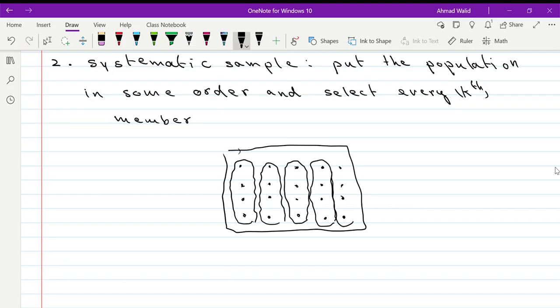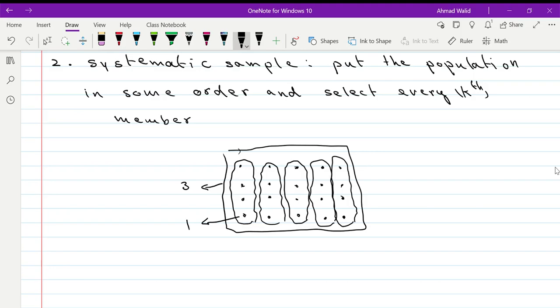Then from each group, I'll go and select the kth member. Kth member means if I choose the first student, then I will say, okay, I'll choose the first, the third, or all odds, right? First, then third. I'll do the same thing here. First and third, first and third. Or maybe in next group, I'll choose from here the even one, second and fourth, correct?